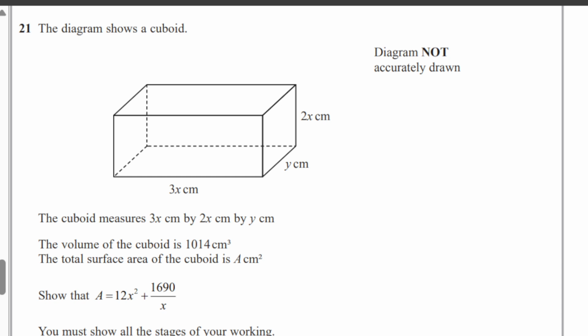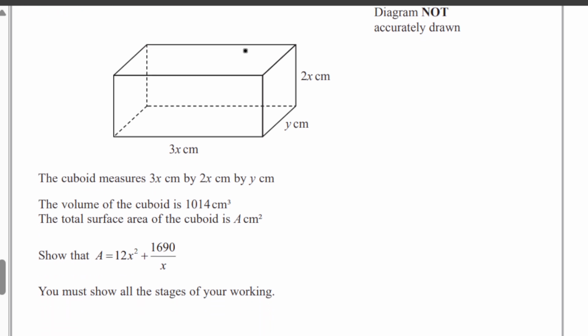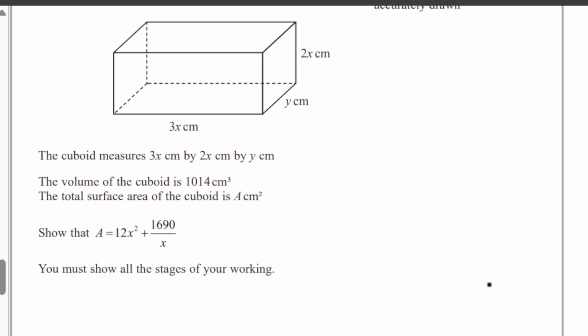Question 21. It's 3 marks. It's a nice question. The question says the diagram shows a cuboid, and this is the cuboid here, 3x, y, and 2x. Now they said the cuboid measures 3x by 2x and y. The volume is 1014 and the total surface area is A. Show that A equals 12x squared plus 1690 divided by x.